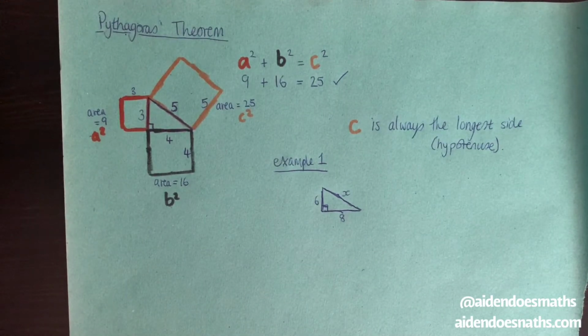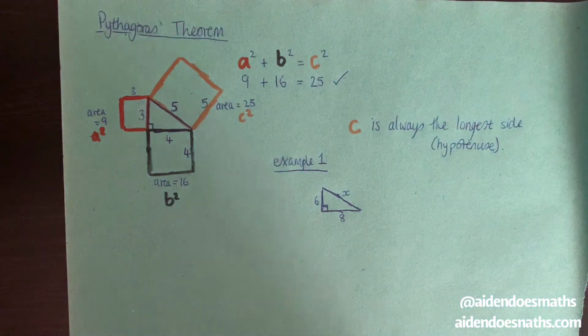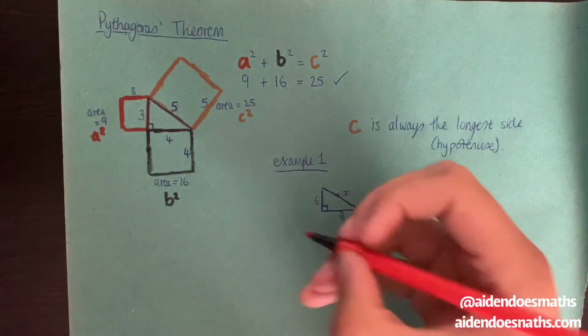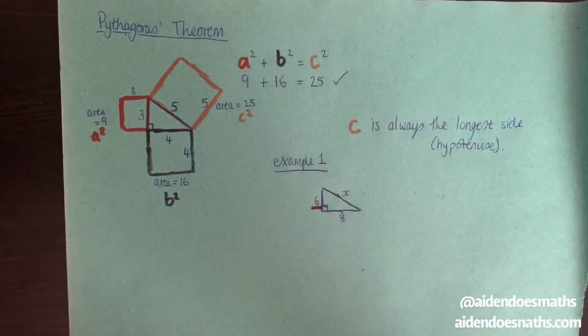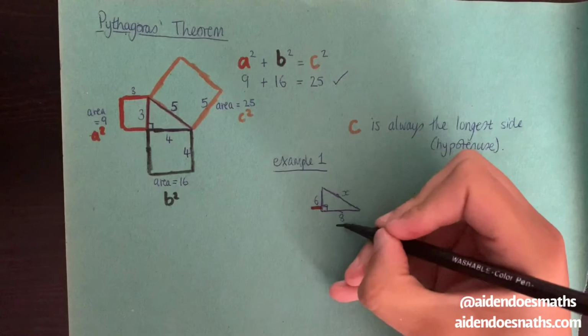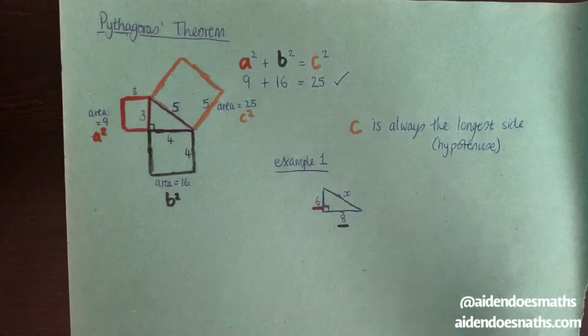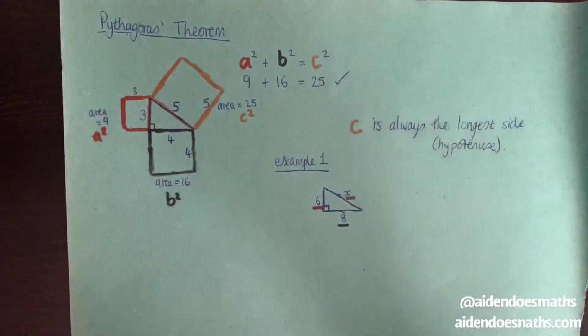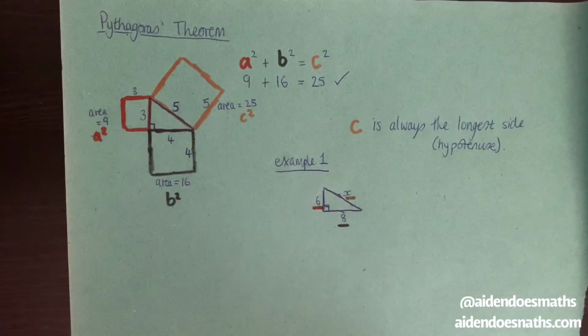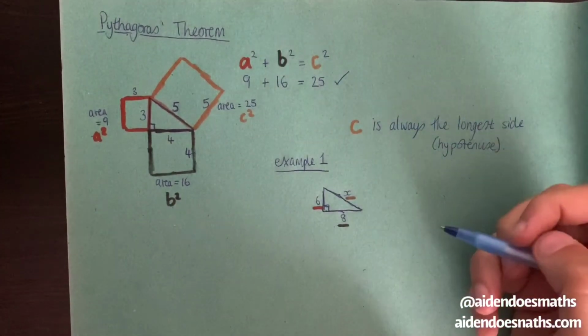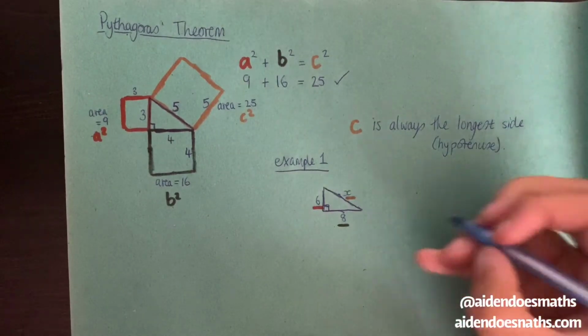So we use Pythagoras to find the missing side of a right-angled triangle. Let's use what we've done before. We're going to call this side A, this side B. It doesn't matter with the other two sides which is A and which is B, because all we're going to do is square them and add them together. And X can be our C side. That's the only one that has to be the same every time.